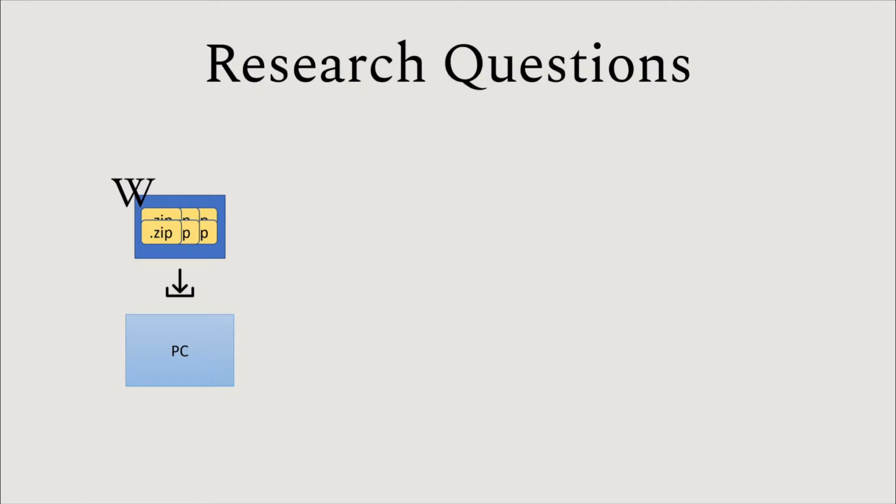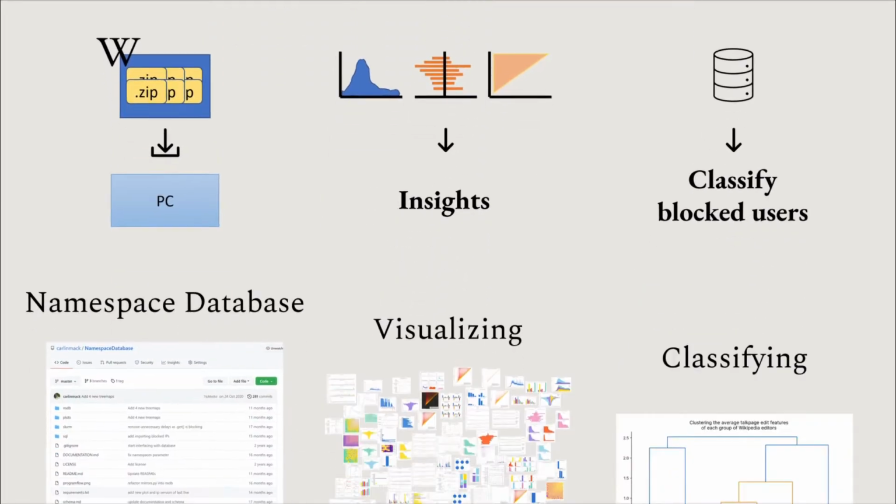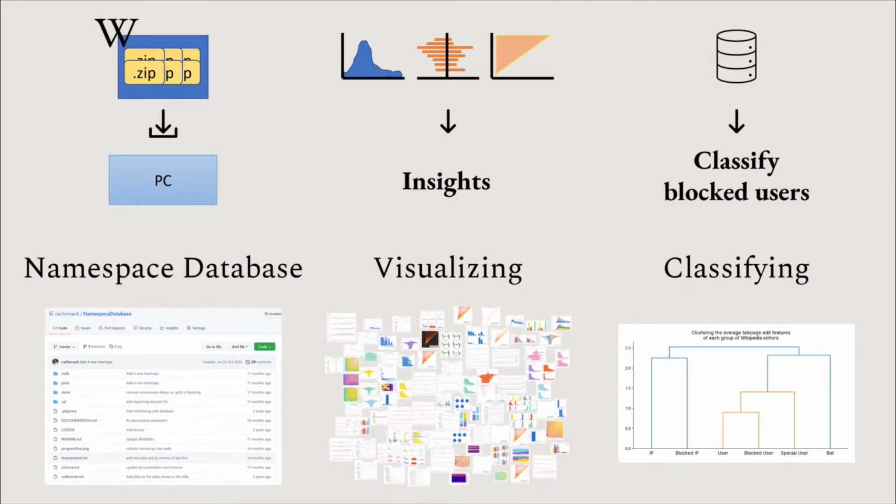How can the Wikipedia dataset be made more accessible? Do visualizations of the data provide insights into differentiating user groups? And does the metadata alone provide enough context to classify blocked users? These correspond to the three main outcomes of our project: our tool, namespace database, the visualizations of the resulting database, and our attempts to classify blocked users.